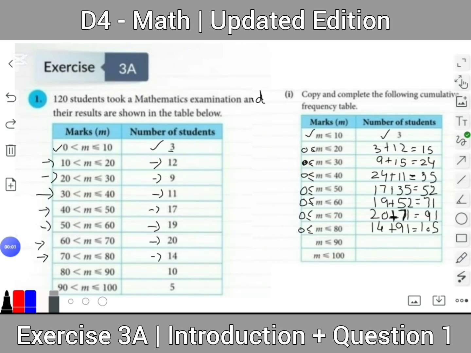Now we are taking the ninth entry, the class interval of 80 to 90 with a frequency of 10. The marks need to go from 0 to 90. Now we are going to add on this new frequency of 10 to the previous total 105. So 10 plus 105 gives us the cumulative frequency of 115.